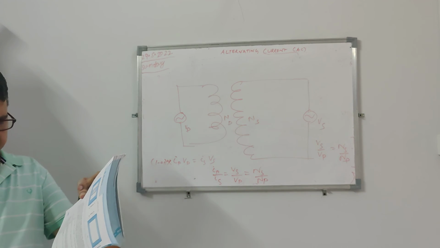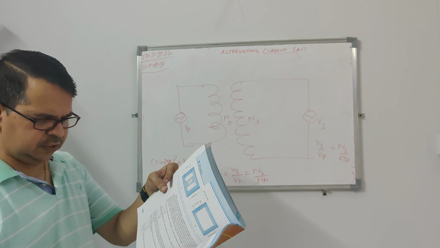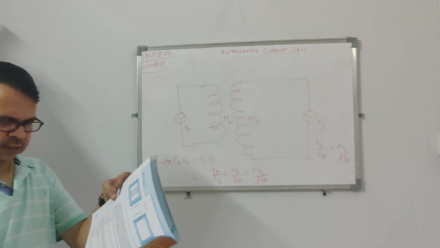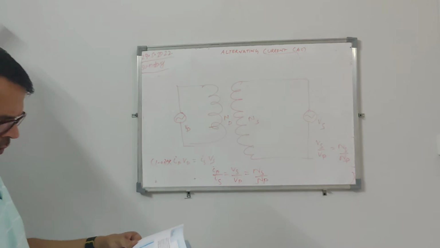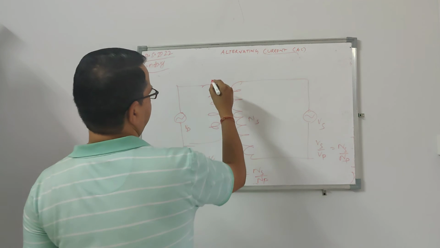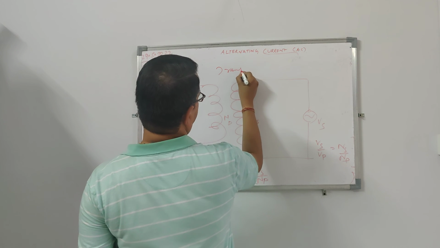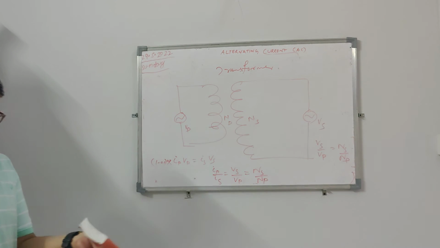And what are the different types of losses in a transformer? The flux leakage, hysteresis loss, resistance of the winding, and eddy current losses. So that is about the transformer, which is much simpler. You can take a picture.